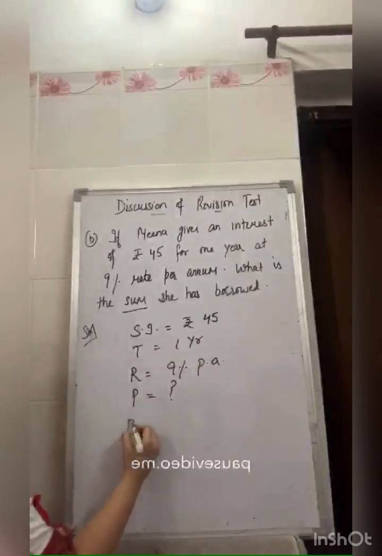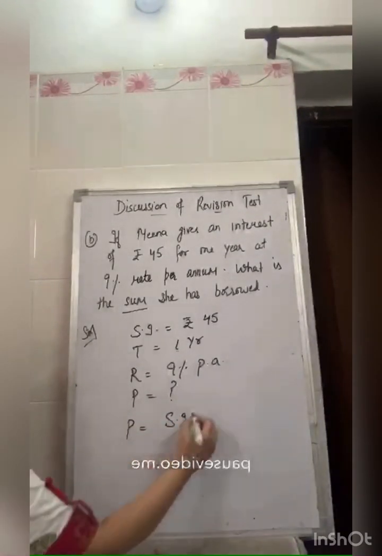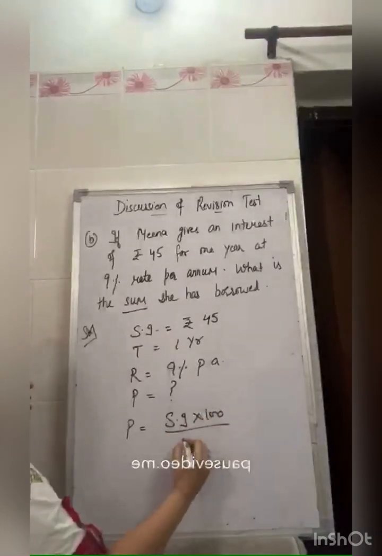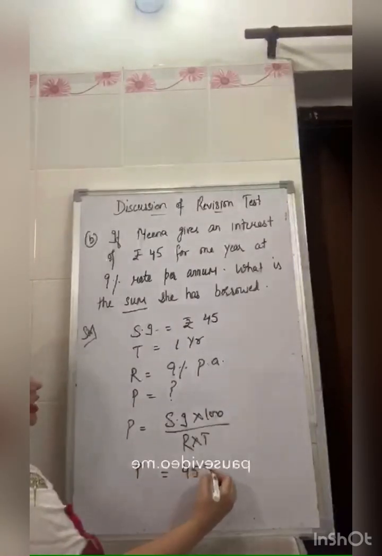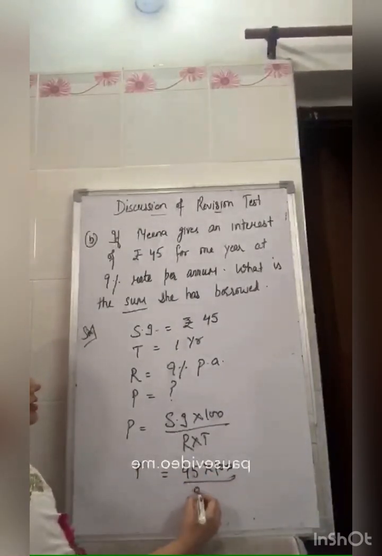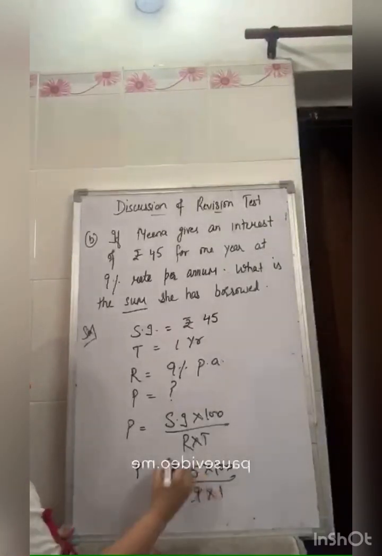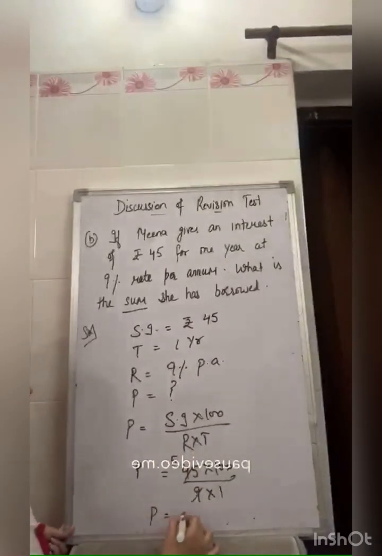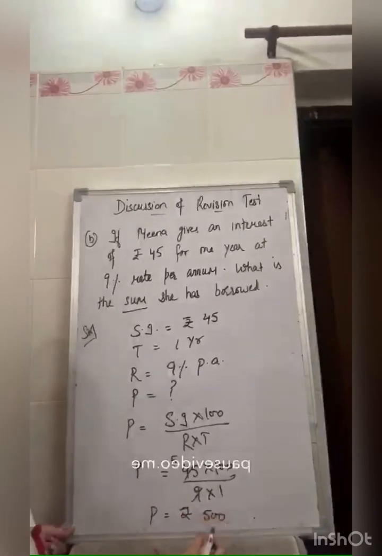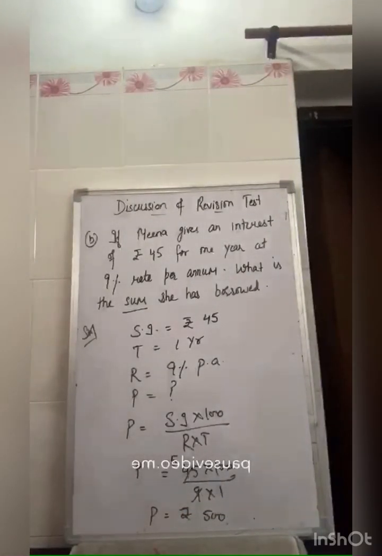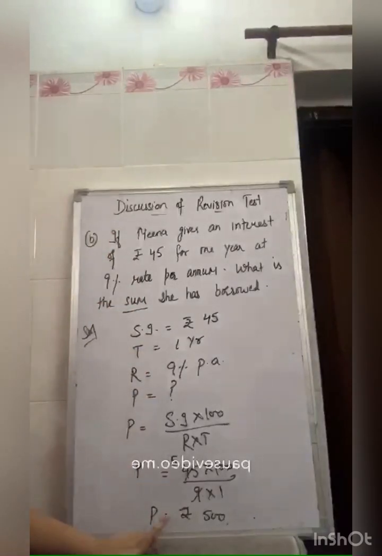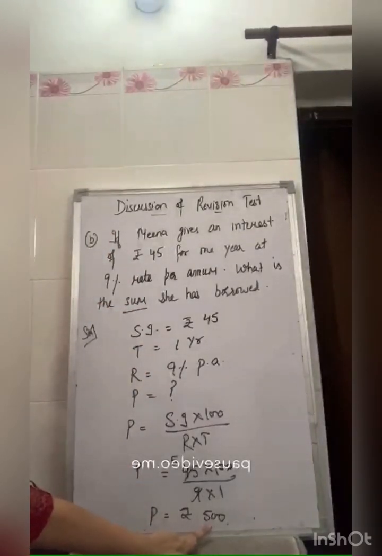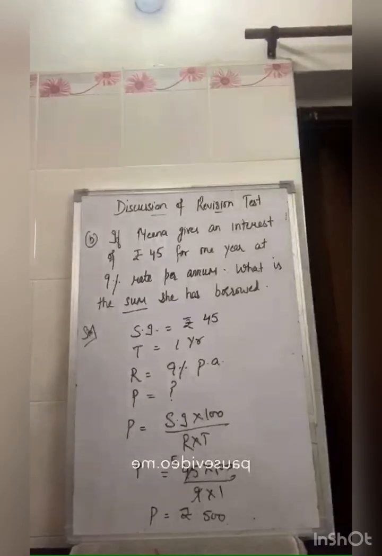In order to find the principal, we have the formula. Principal is equal to simple interest into 100 over R into T. So simple interest is 45 into 100. Rate is 9. Time is 1. 9 fives are 45. So the principal is rupees 500. So here in this question we had to find the principal and the interest is given. So by applying the formula, we have found our principal is rupees 500.